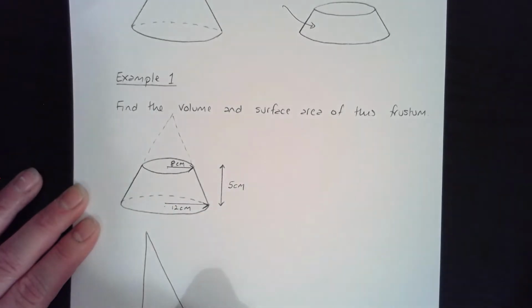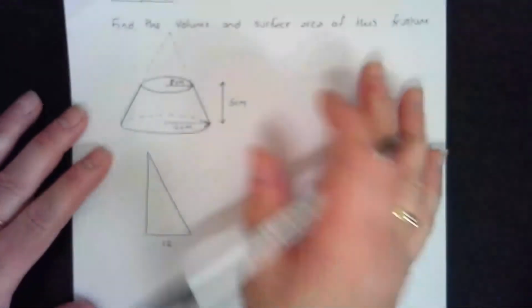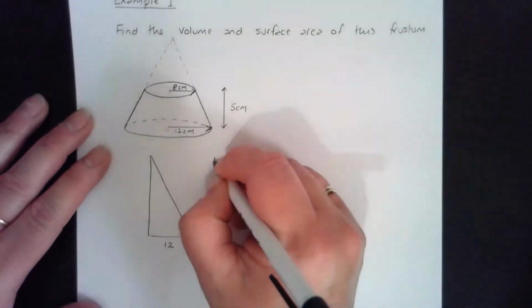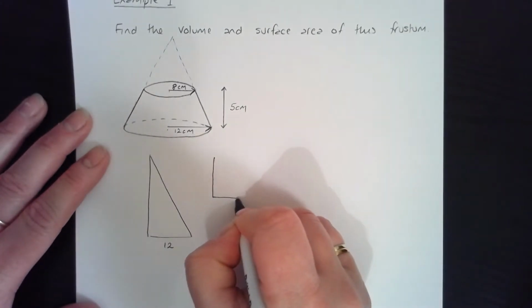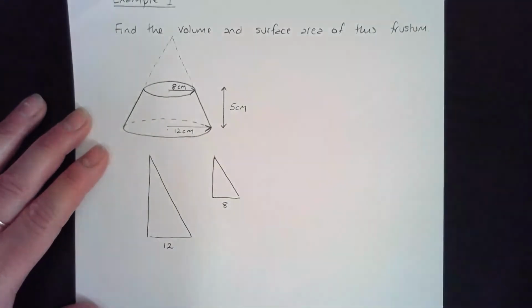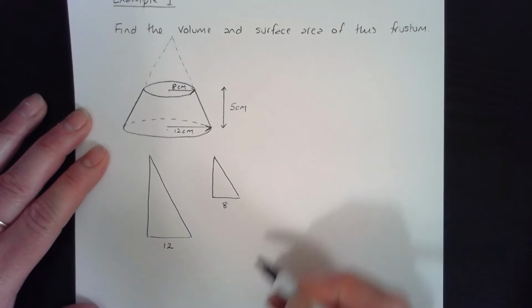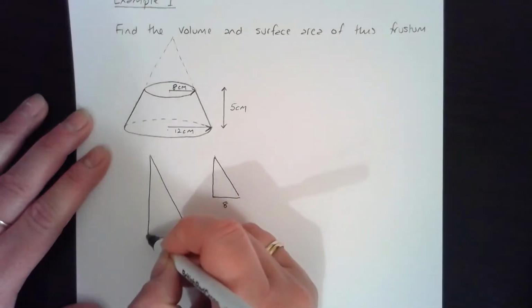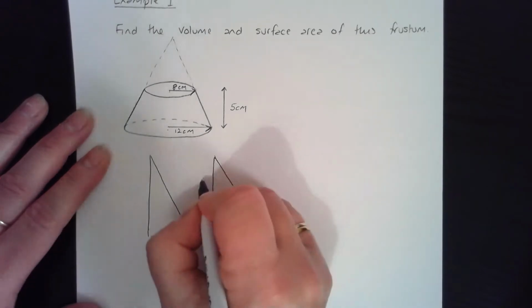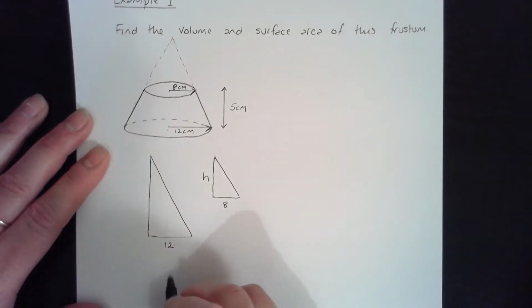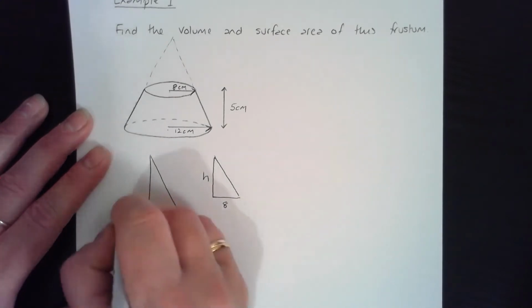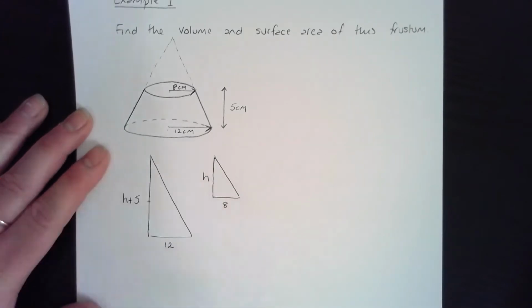where that is 12. And doing the same for the small cone, I end up with this. A similar triangle where that is 8. Now we do know that that distance there from there to there is 5. But we don't know anything else, so I'm going to call this H. And this one obviously must be H plus 5.